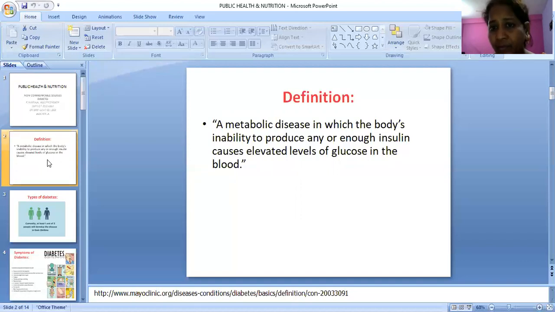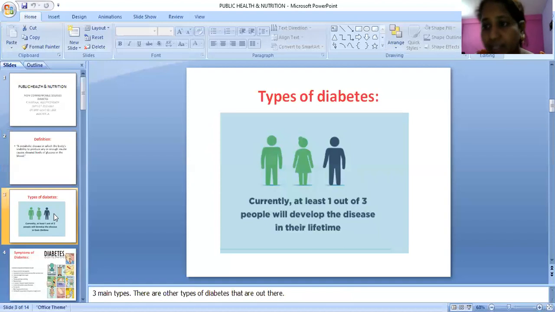Okay, that may be of different types. In detail, we are going to discuss that. What are the types of diabetes? We can see three types. One is type 1 diabetes. Second is type 2 diabetes. Third is gestational diabetes mellitus. Here in this slide, we can observe that currently at least 1 out of 3 people will develop the disease in their lifetime. Okay.